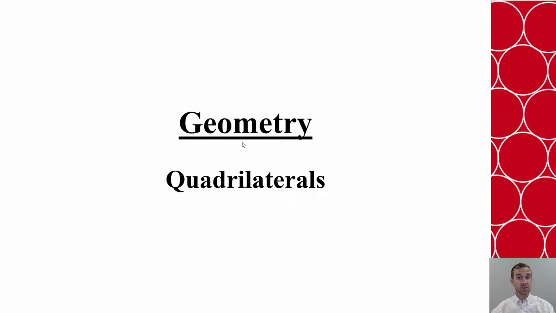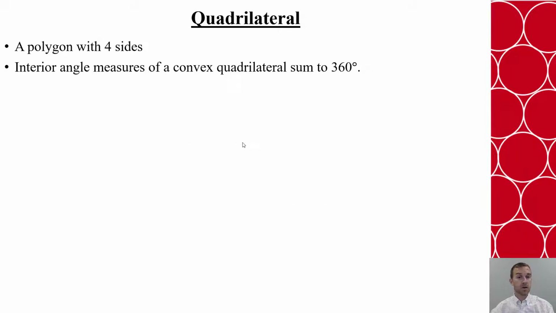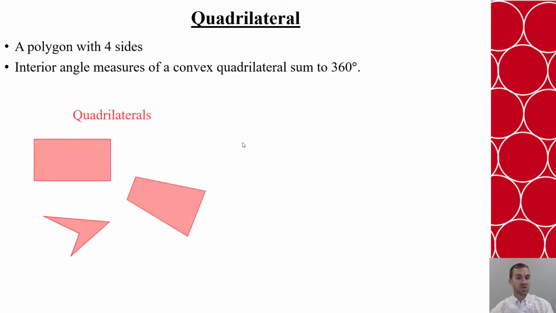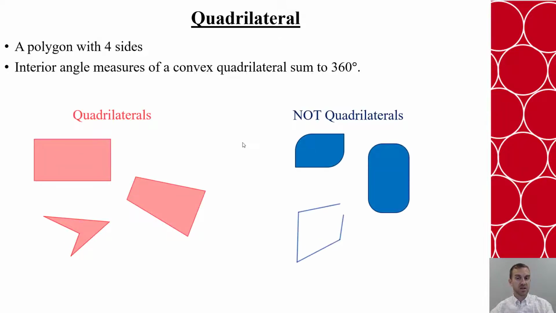In this video, we'll discuss quadrilaterals. Now, a quadrilateral is a polygon with 4 sides, and the interior angle measures of a convex quadrilateral sum to 360 degrees. Now, let's look at some quadrilaterals against those that are not.